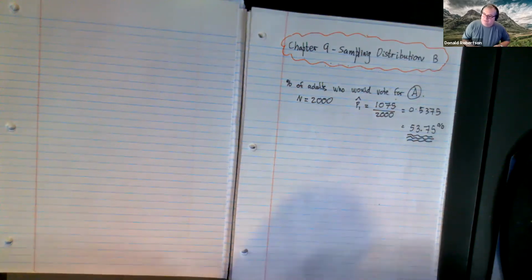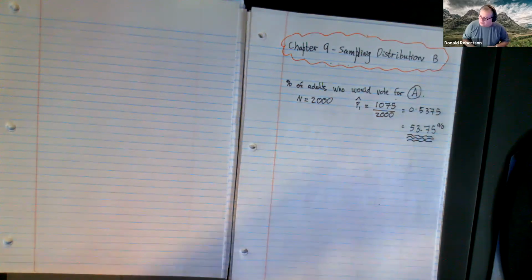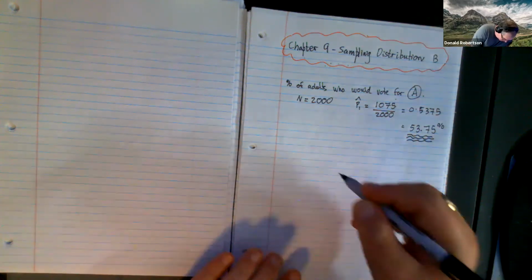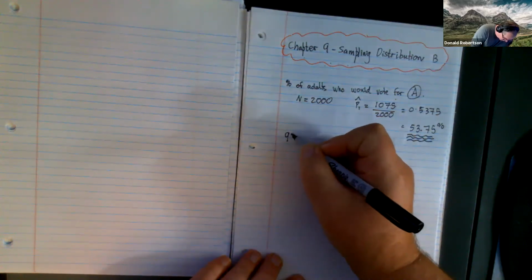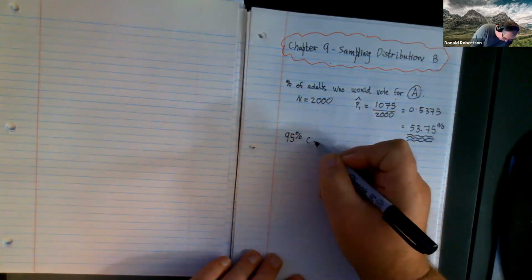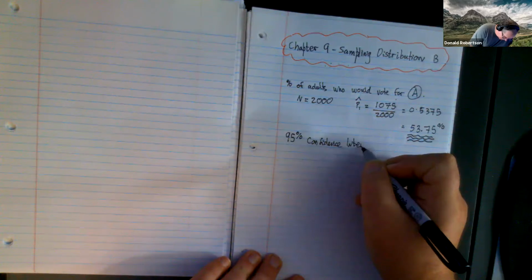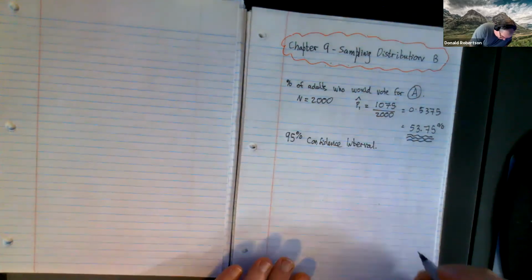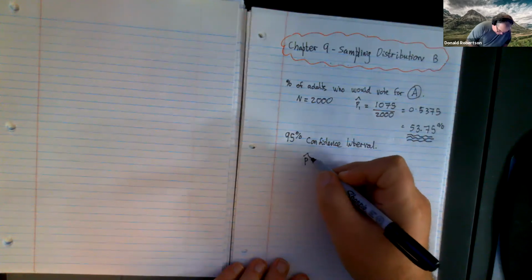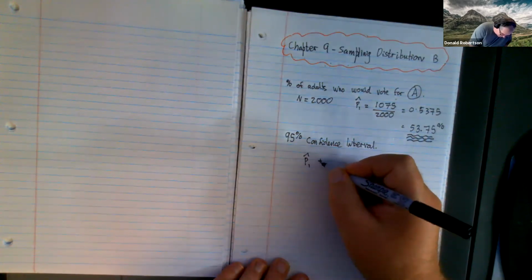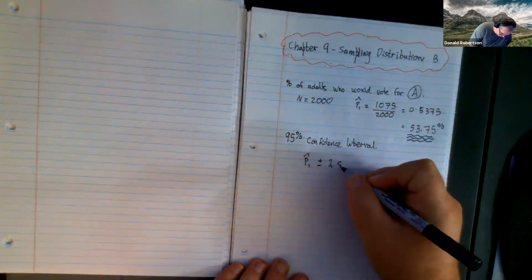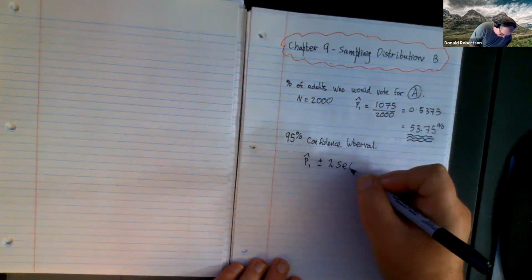So we created a thing called a confidence interval. And what that basically does is it gives us a range, an interval of values that we believe the real answer would be. One of the most common ones that we have is a 95% confidence interval. And a 95% confidence interval is given by p hat plus or minus 2 times the standard error.